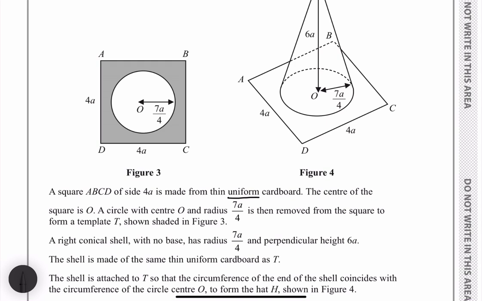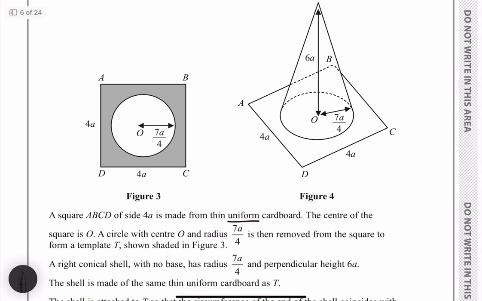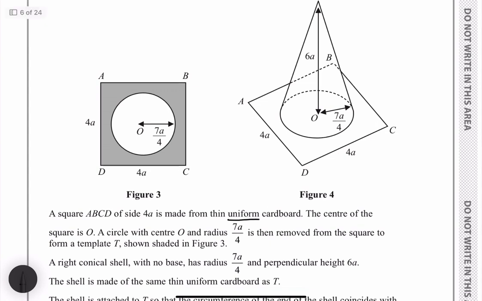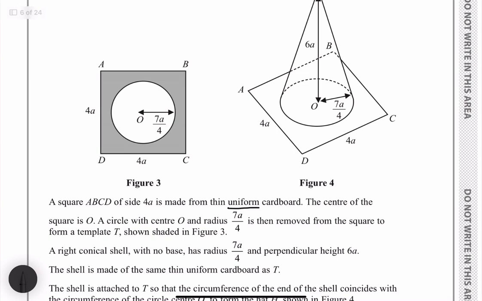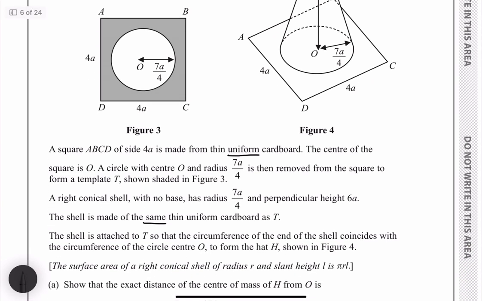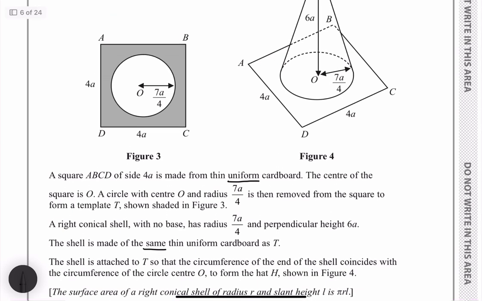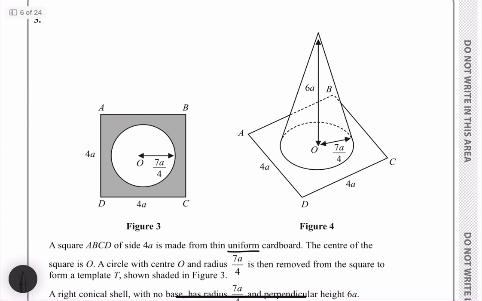A right conical shell with no base has a radius the same, perpendicular height 6a, we can see this in the other diagram. The shell is made of the same thin uniform cardboard as T, that's good as well. The shell is attached to T so that the circumference of the end of the shell coincides with the circumference of the circle to form the hat H shown in figure 4. Okay, so we've got a bit of card on the left, a square with a circle cut out of it, and a conical shell fitted onto that to make a hat.